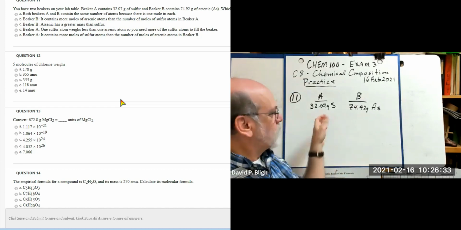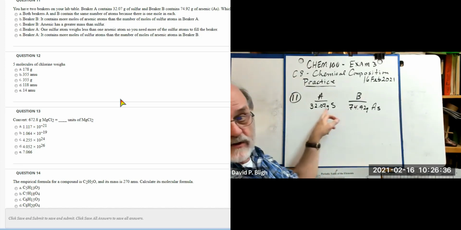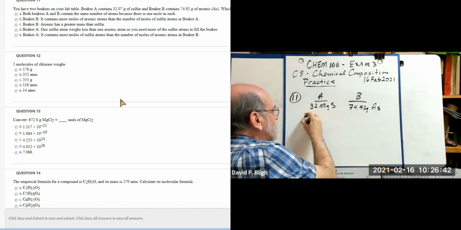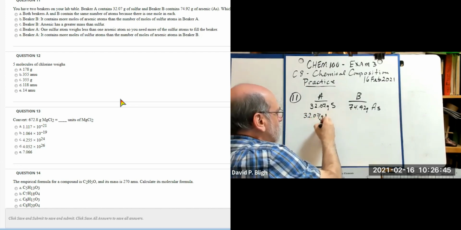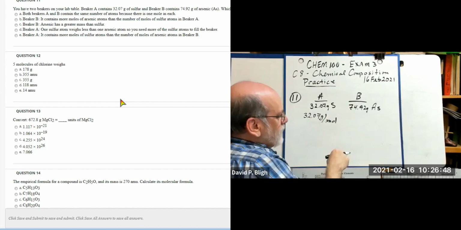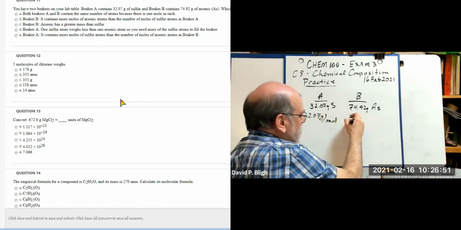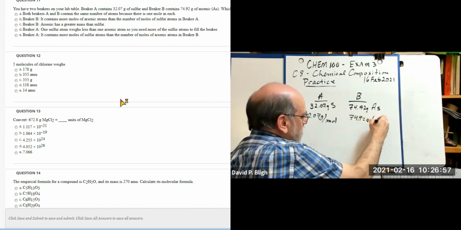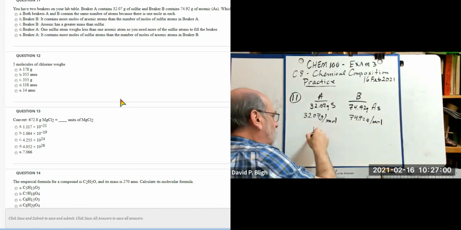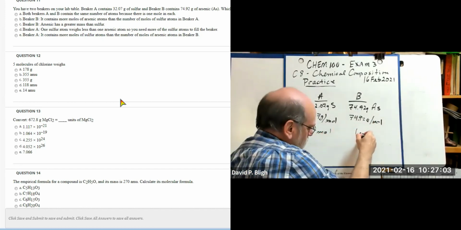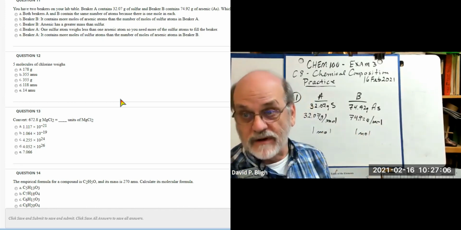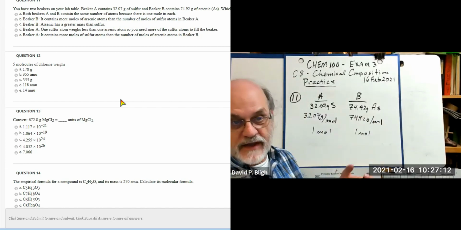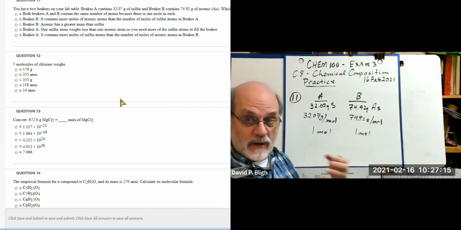Well, when you start to do the conversion, go from grams to moles, you notice that the molar mass of sulfur is 32.07 grams per mole. And you look at arsenic, it's 74.92 grams per mole. So what do you got? You got 1 mole here, you got 1 mole here. They're the same. So A has to be the answer. Both beakers are the same because they have the same number of moles, therefore they have the same number of atoms.